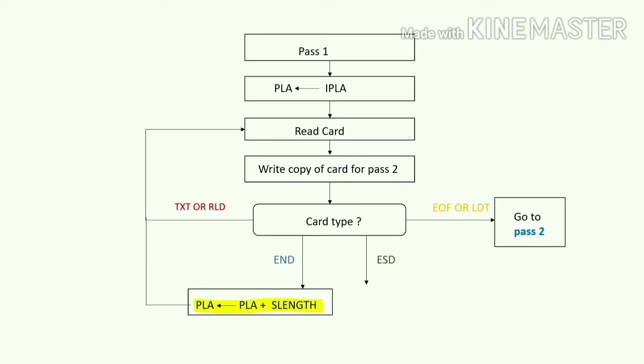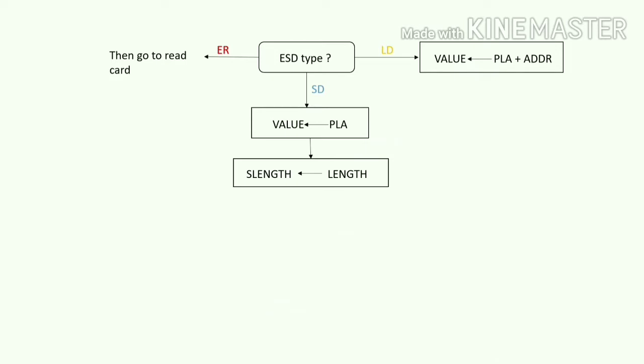Now let's see the ESD card. ESD means external symbol directory card. This also has 3 subtypes, that are ER, SD and LD. ER means external reference card. If this card is encountered, then no processing is needed and we will directly go to read card to read the next card. SD means segment definition card.